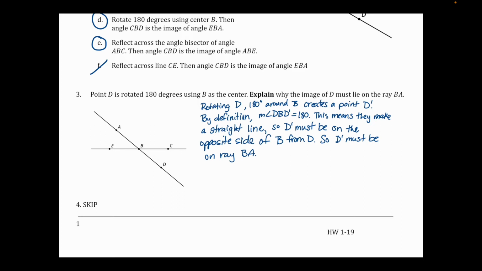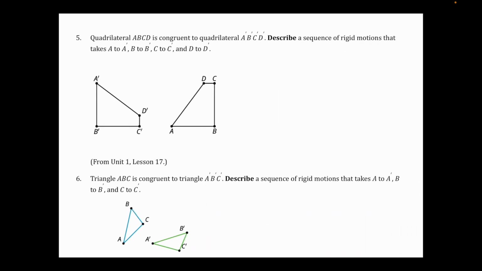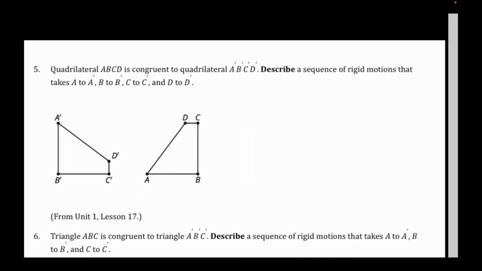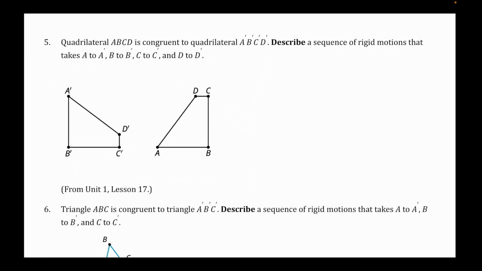Now question 4 on this assignment, we are skipping, so you'll see down here, we're skipping question 4, which means we're going to move on to the next page to question 5. Now this is about quadrilateral. I want to zoom in on the picture, but let's actually read the problem first. Quadrilateral ABCD is congruent to quadrilateral A prime, B prime, C prime, D prime. We are going to describe a sequence of rigid motions that takes A to A prime, B to B prime, C to C prime, and D to D prime. This is something that we encountered in lesson 17, and you actually see that right here.